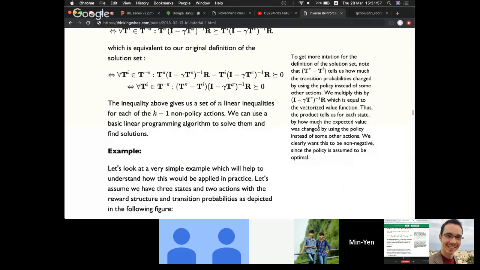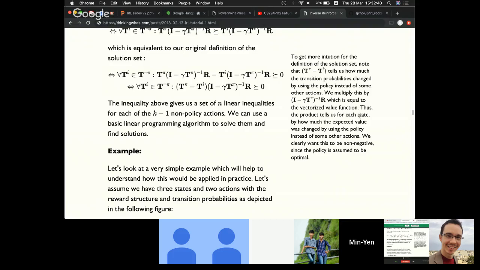To get more intuition for the definition of the solution set, note that the transition sequence of the optimal policy minus the transition sequence of an arbitrary policy tells us how much the transition probability is changed by using the optimal policy instead of some other set of actions, right? So that's what this term stands for over here. You see it over here as well. We multiply this by the identity minus the discounted transition, which is equal to the vectorized value function.